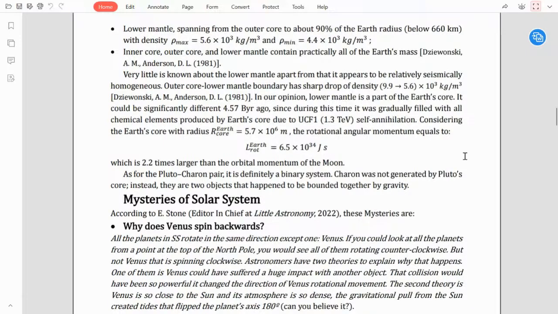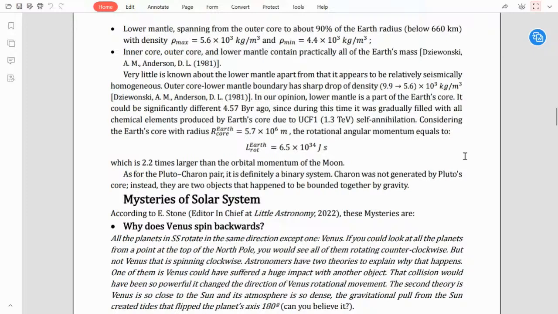Mysteries of the Solar System. According to Ellen Stone, editor-in-chief at Little Astronomy, these mysteries are: why does Venus spin backwards? All the planets in the solar system rotate in the same direction except one, Venus. If you could look at all the planets from a point at the top of the North Pole, you would see all of them rotating counterclockwise, but not Venus, which is spinning clockwise.